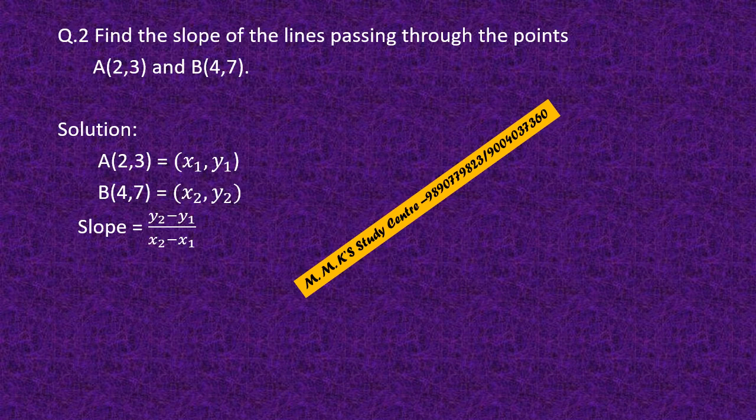So y2 is here 7 and y1 is 3, so 7 minus 3, and x2 minus x1, so 4 minus 2. 7 minus 3 is 4, 4 minus 2 is 2. So 4 by 2 is nothing but 2. Therefore slope of the line is 2. Or you can write slope of line AB is 2.